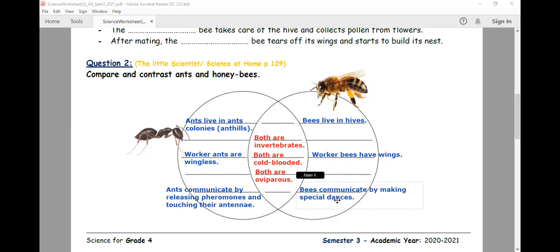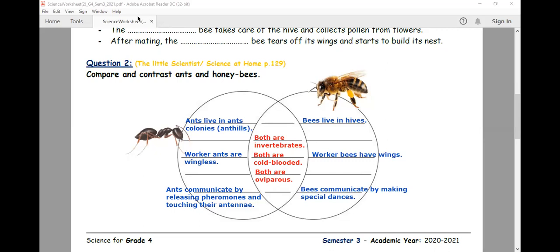In the quiz, you will have a similar question, so listen to me carefully. Bees and ants have things in common. Talia, are you listening to me? You are not allowed to write things that I didn't talk about or mention in our classes.